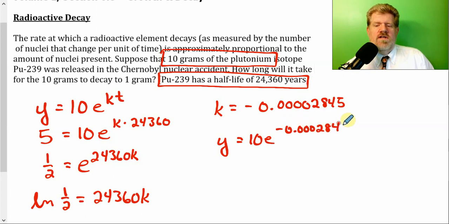Now, if you're calculating this, you might do what I did and just store this in your calculator as a variable, which gives you a more accurate reading. Here I rounded it, so my answer won't be exact as if I carried it out a little bit further. But the question is, how long will it take before I only have 1 gram left? So how long? I'm solving for t when I know I've got 1 left.